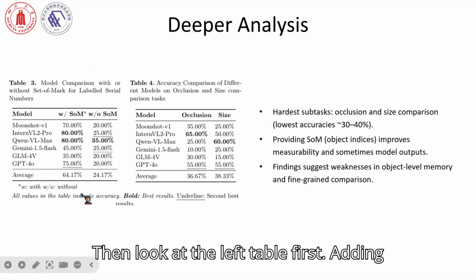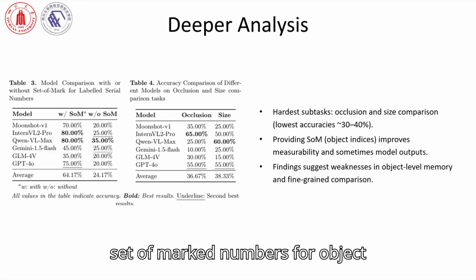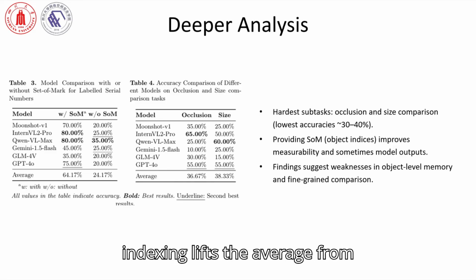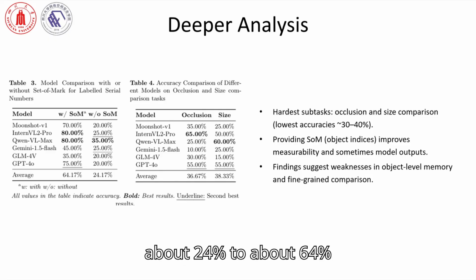Then look at the left table first. Adding set of mark numbers for object indexing lifts the average from about 24% to about 64% and makes answers easier to evaluate. Now the right table.